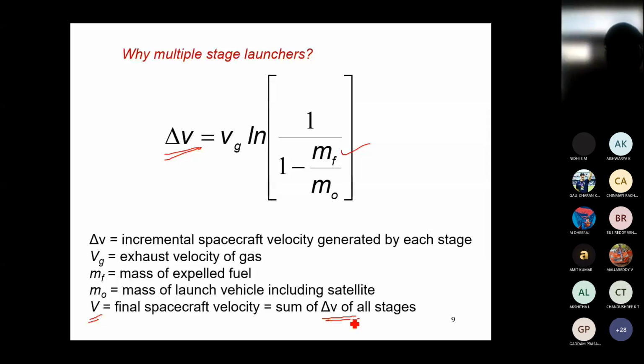Now, if you observe this expression, when the satellite is launched in multiple phases, suppose this is the exhaust velocity of the gas. Look at this particular parameter. What is it? mf. mf is the mass of expelled fuel.